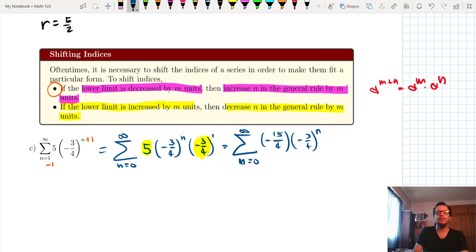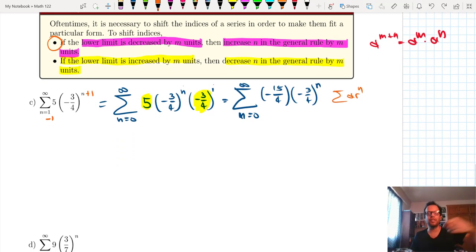This way, this is in the form sigma ar^n, because this one is not in the form that we want, and neither is this one. Okay, so that's why we take a couple more steps. So in this case, let's identify A, which is negative 15/4, and R, which is negative 3/4.